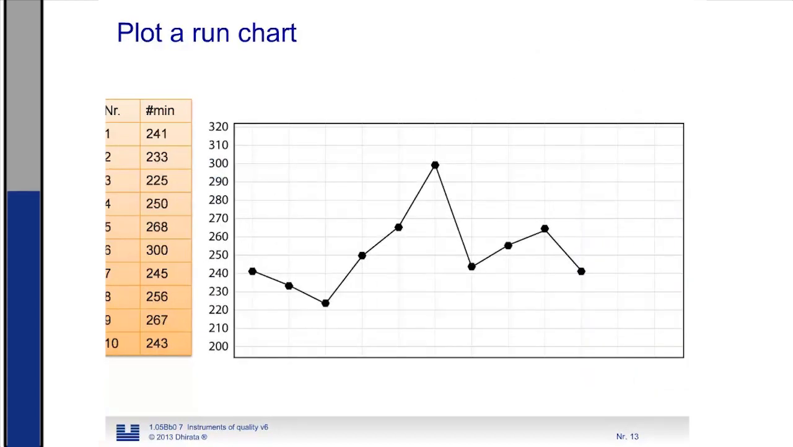The first thing you do is to create a chart and plot the measurements. Please note, this is not yet a control chart, but a so-called run chart. The control chart, we will see, needs some more information to give you an indication about the probability of these different measurements.